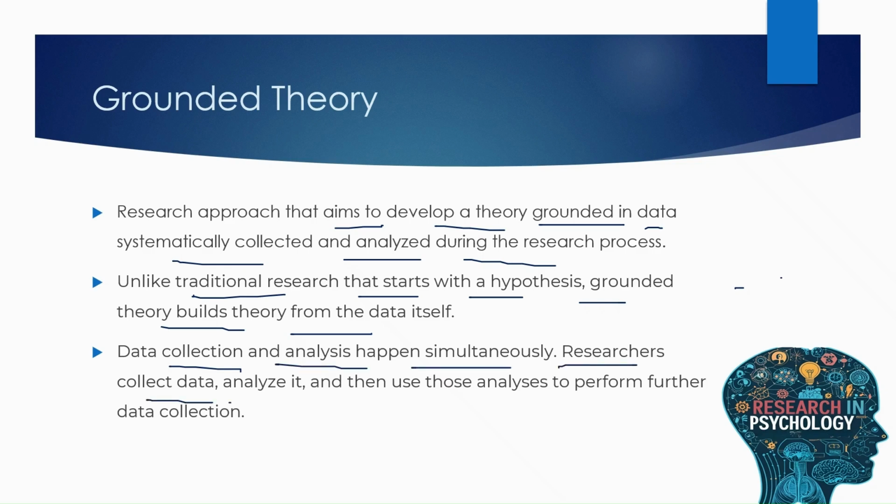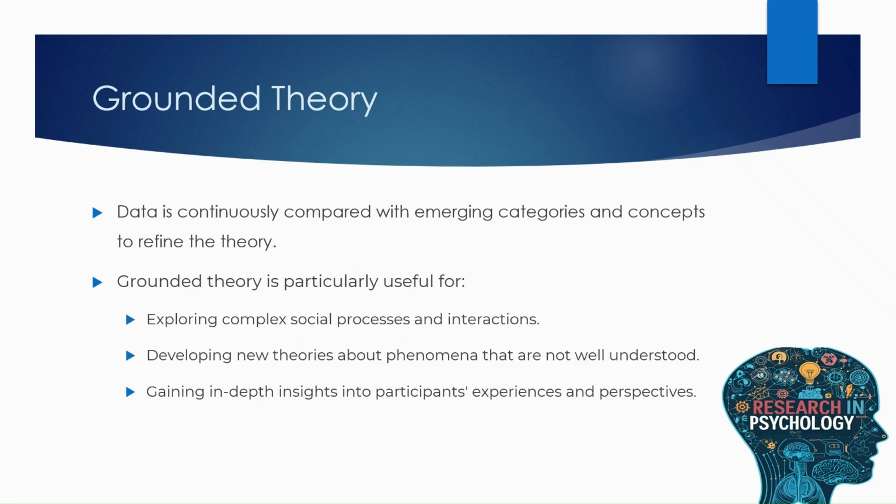Researchers collect data, analyze it, and then use those analyses to perform further data collection. Okay, as and when the data is collected, analysis is also happening simultaneously, and based on the analysis it's decided whether any further data needs to be collected or not. Here now data is continuously compared with emerging categories and concepts to refine the theory. Okay, after a theory is proposed, the data can be further collected and it's continuously compared with emerging categories and concepts to better the theory that has been formulated in the first go, right?